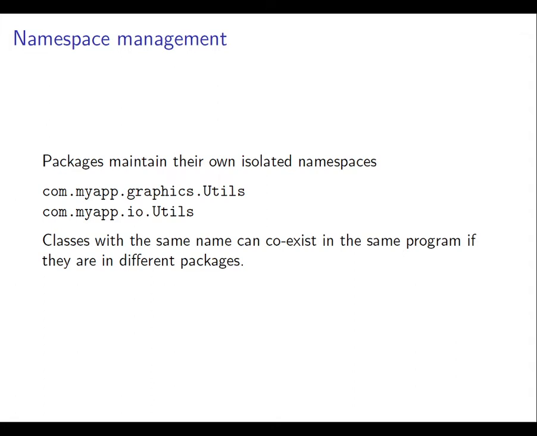A large part of the point of packages is that they maintain their own isolated namespaces. In other words, you can have classes with the same name, and those classes can coexist even in the same program, provided that they're in different packages. So very similar to the ideas that you're already familiar with in file systems in an operating system. You can't have two files called foo.txt in the same directory, but you can have two files called foo.txt if they live in different directories. Very similar for Java.